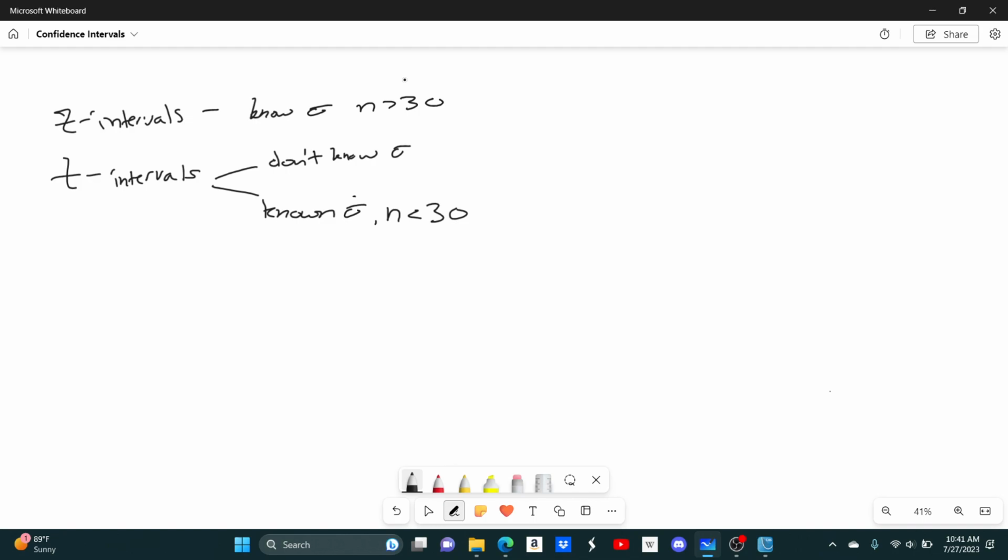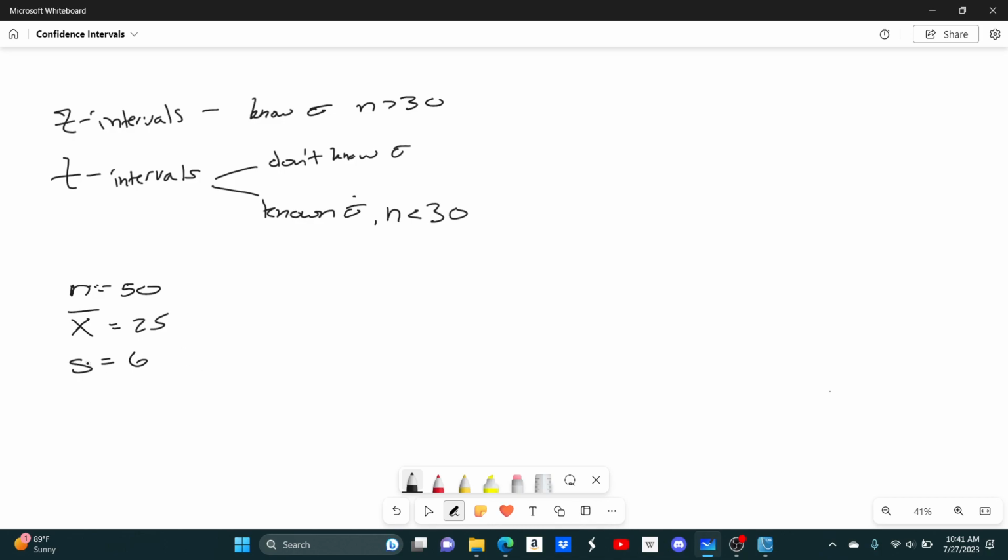Okay, so now we're going to work on calculating a t-interval. So let's say we're given some information. Let's say we sample 50 people. And those 50 people turn out to have a mean of 25 and a sample standard deviation of 6. So this begs the question, are we going to be using a z-interval or a t-interval?